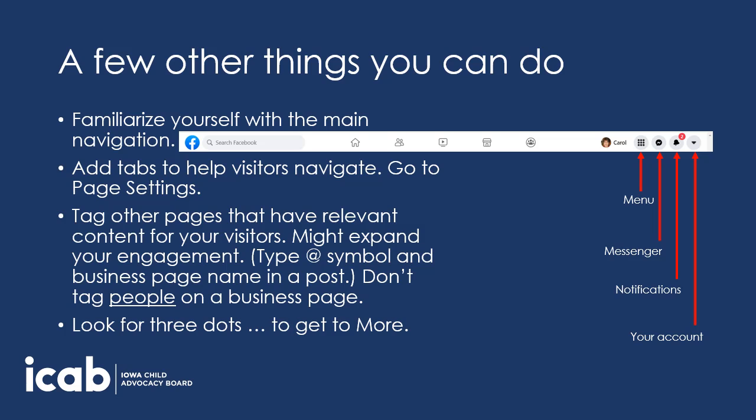You can also add tabs to your page to help visitors navigate your page. In order to do that, go to Page Settings, and there will be a place where you can add the tabs. You can also tag other pages that have relevant content for your visitors. These could be other CASA pages or pretty much any other pages that you think your visitors would be interested in, and this might help to expand your engagement. In order to do that tagging, you type the @ symbol and then the name of that page in a post. Not your own page, but the name of the page that you're tagging.